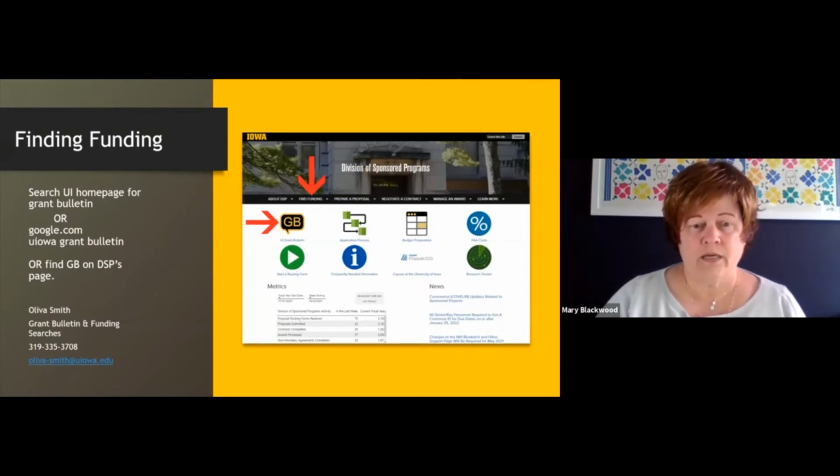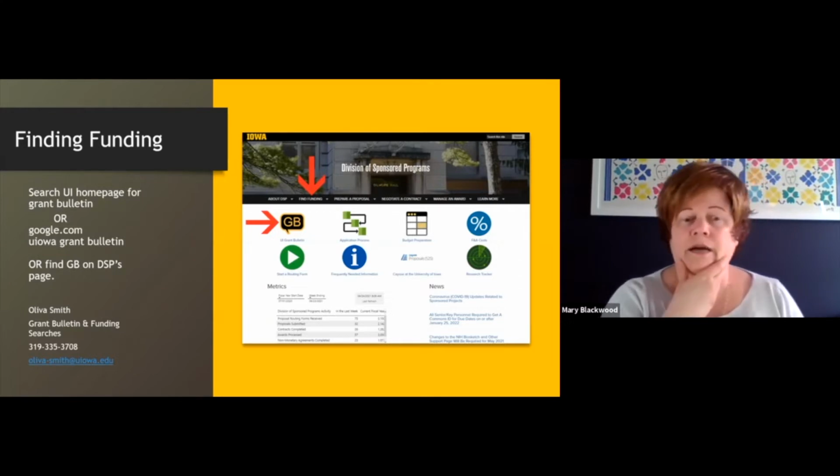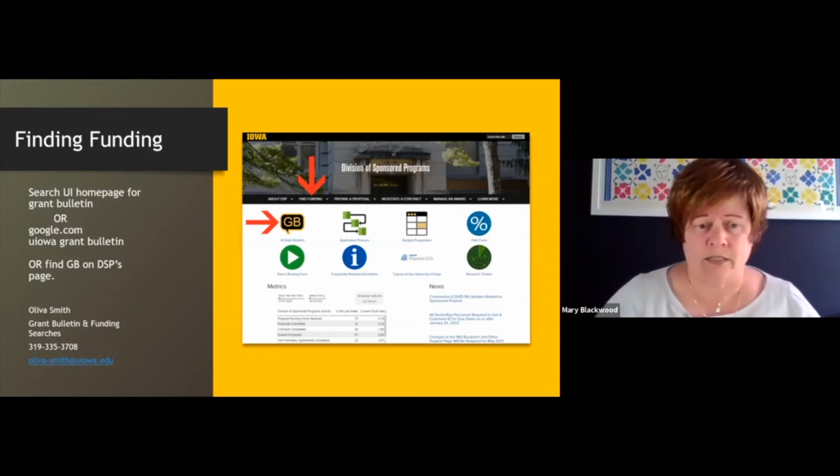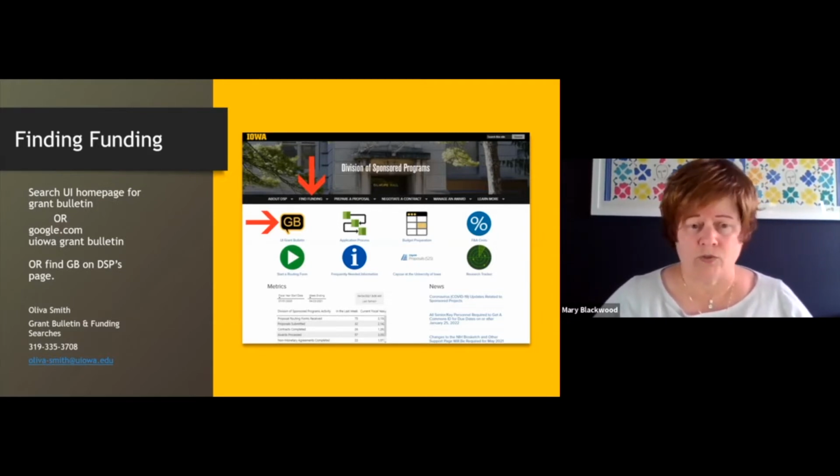This is the DSP homepage, and you can see the red arrows point to the grant bulletin and to the Find Funding tab. Both of them kind of take you to the same place, but this is the grant bulletin that is put together by one of our employees, Oliva Smith. She has a master's in library information and science, and she has her fingers in so many databases that she can find all sorts of opportunities. She brings them together and puts them in the grant bulletin for UI faculty, staff, and students to find a funding opportunity that they can apply to.